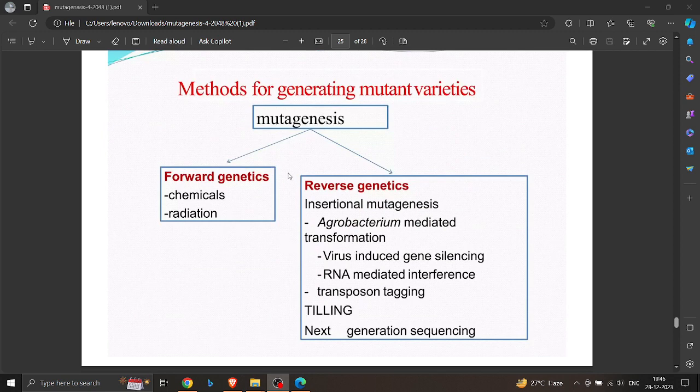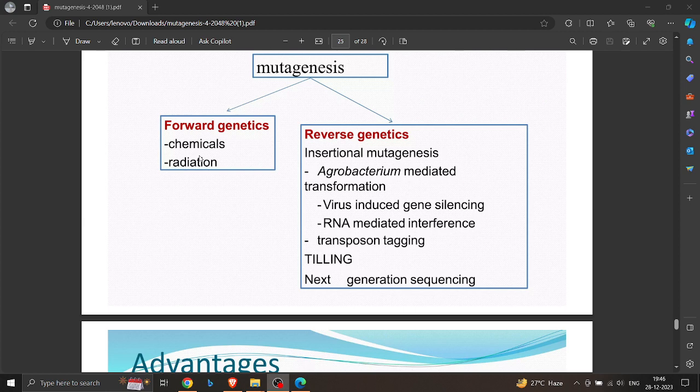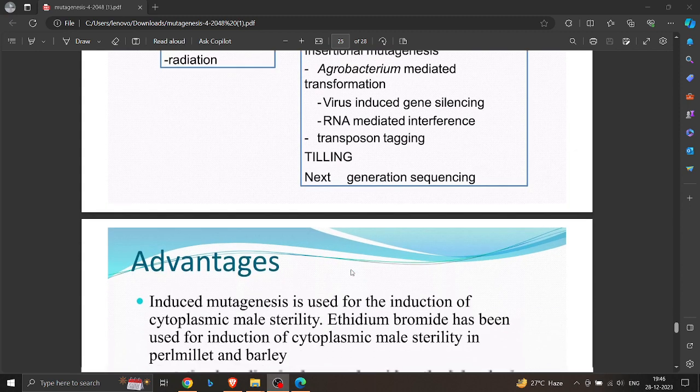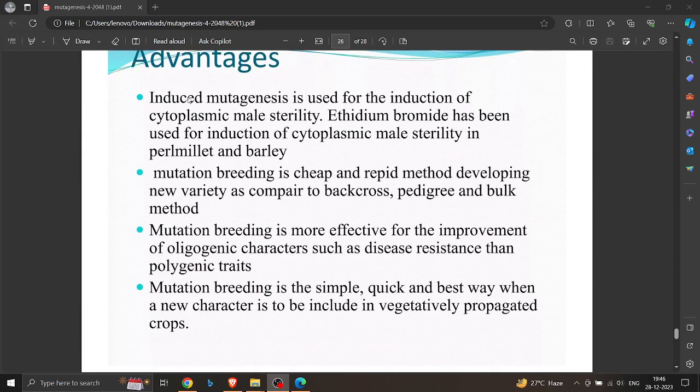These are the different methods for generating mutant varieties. In mutagenesis, there is forward genetics and reverse genetics. Forward genetics is through chemicals and radiations. Reverse genetics includes insertional mutagenesis, Agrobacterium mediated transformation, virus induced gene silencing, RNA mediated interference, the TILLING process, etc. So what are the advantages? Induced mutagenesis is used for the induction of cytoplasmic male sterility. Ethidium bromide has been used for induction of cytoplasmic male sterility in pearl millet and barley.